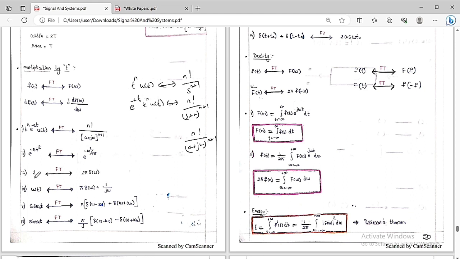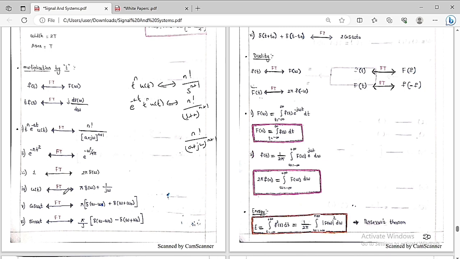For 1, the Fourier transform is 2 pi into delta of omega. For 1, we are going to get the Fourier transform, which is 2 pi into delta of omega.